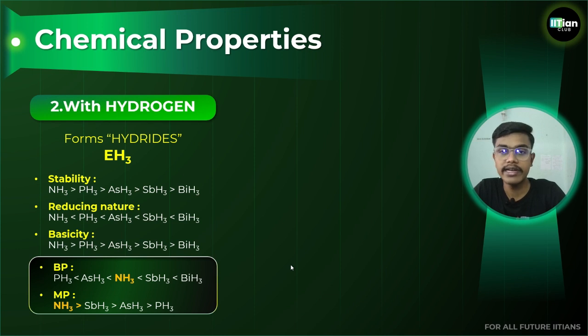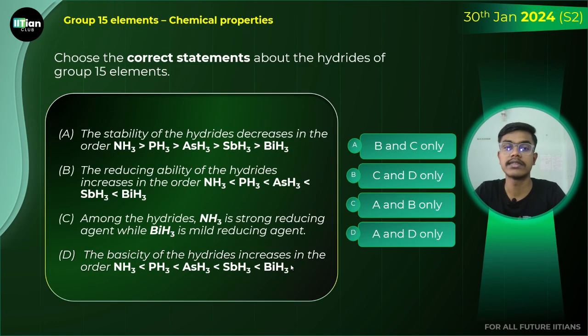And boiling point and melting point show a different behavior with NH3. This is because of the hydrogen bonding which is present in NH3. You have to notice this was also once tested in JEE Mains. You can try out this question and put it in the comments. We'll discuss the solutions later.